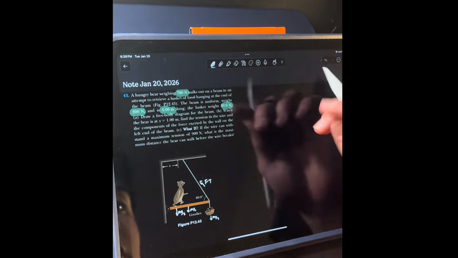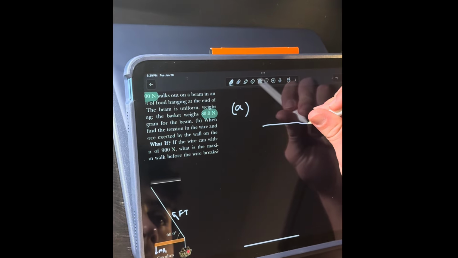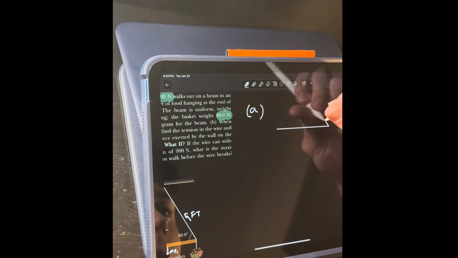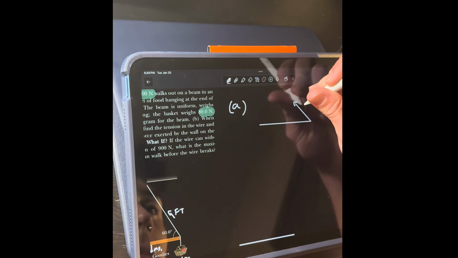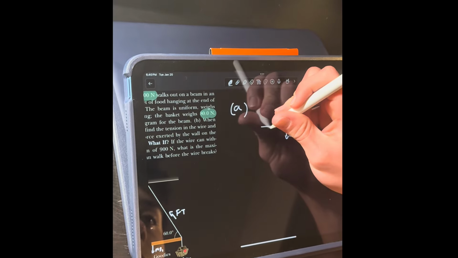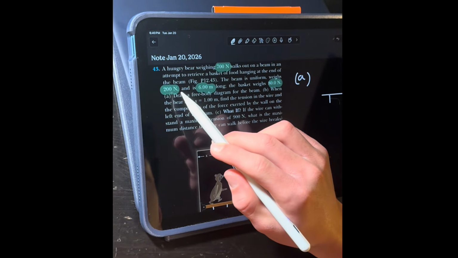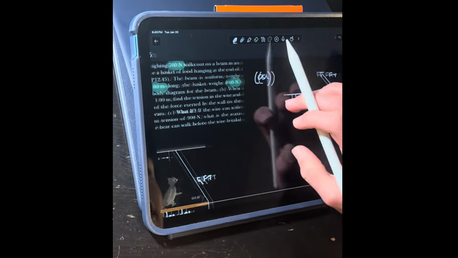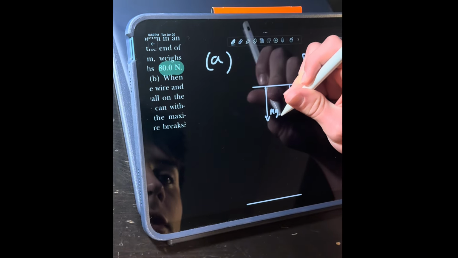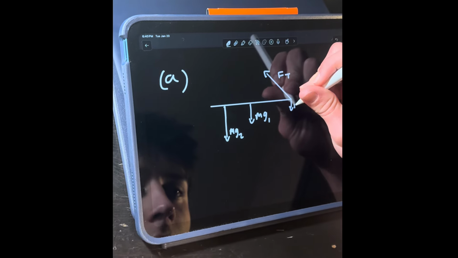So we're going to go ahead and draw the free body diagram. We have a straight line representing the beam, and we have force tension going up, mg1 going down, mg2 over here, which we'll look at in newtons. The bear weighs 700, the beam weighs 200, and the basket weighs 80. So I'm going to draw it respectively. The bear is the heaviest, so the bear will be the longest, mg2. This is the second longest since it's the second heaviest, and the basket is the lightest. So we're going to do mg3.